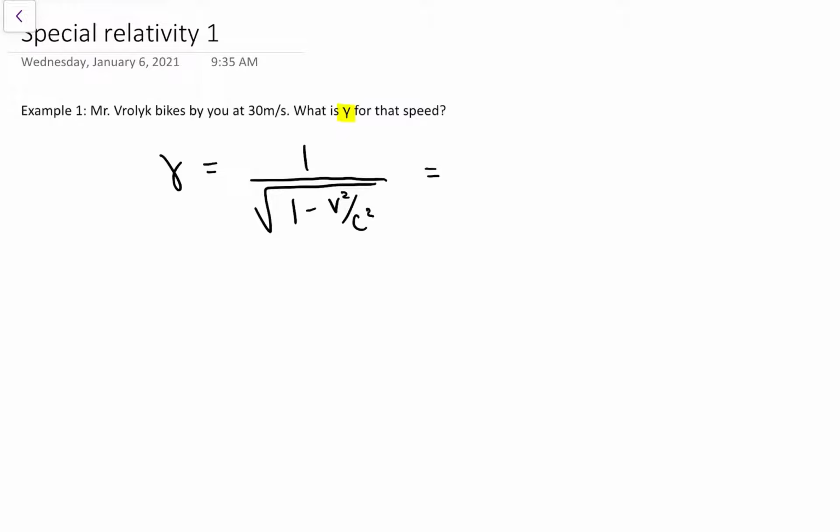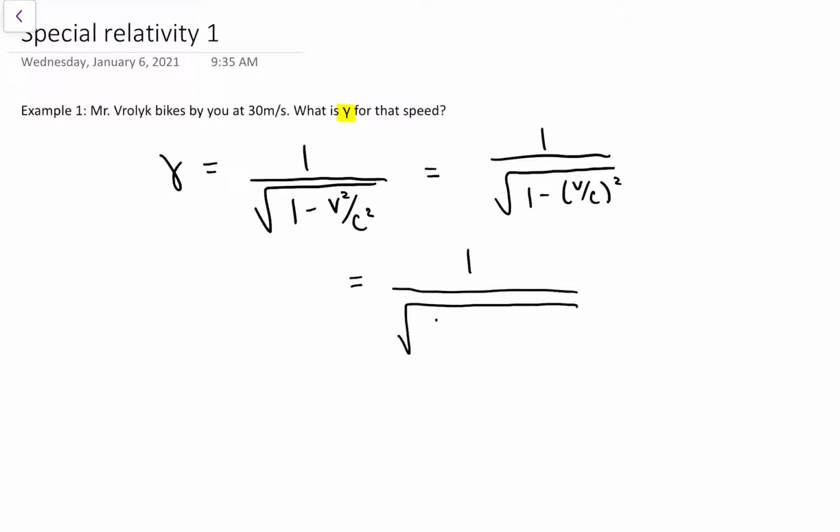Because I'm going to do some of the steps in my head, I'm going to rewrite it this way. I can just do a bit of math in my head a little bit easier that way. For the everyday speed of 30 meters per second, let's put in what we know. 1 over the square root of 1 minus 30 over 3. The speed of light is 3 times 10 to the 8.